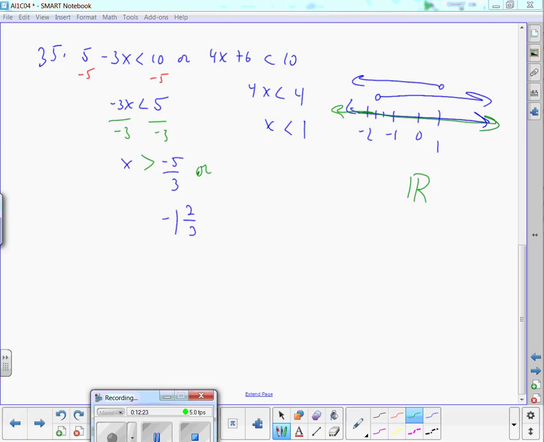Okay, say your answer on 3. 1, 2, 3, if you got it. That one should end up all the real numbers if your math was correct.